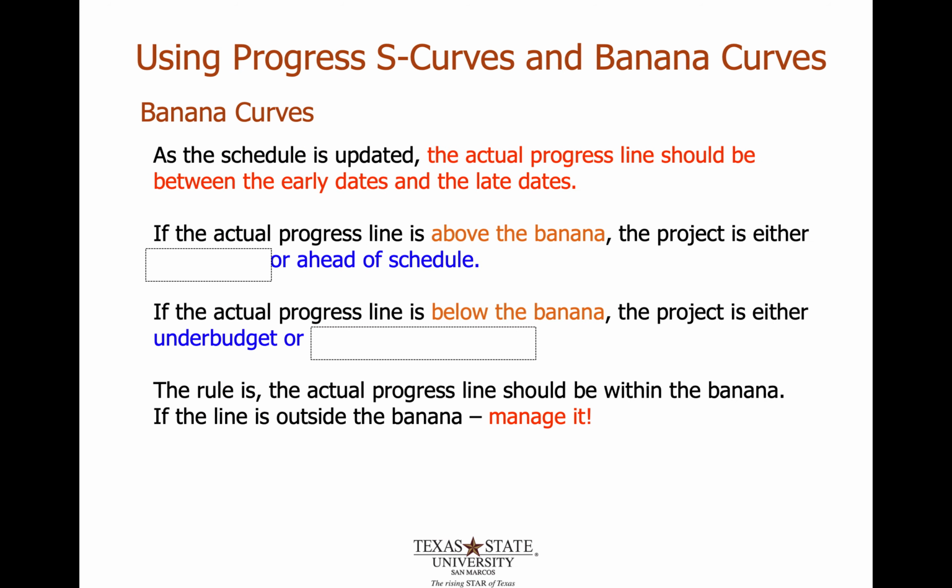Specific information regarding that is that if the actual progress line is above the banana, going outside of it, the project is either over budget or ahead of schedule, meaning you're spending too much money, or you're going way faster than you expected, which also requires you to spend more money. If the line you're plotting is below the banana, then the project is either under budget or behind schedule. You haven't spent enough money, or you're not that far along in the schedule. So the rule is the actual progress line should be within the banana somewhere. If the line is outside the banana, then something went awry and you need to manage that. Again, it's another tool from this lesson that you can use to manage the project.